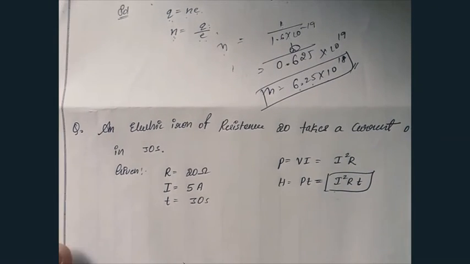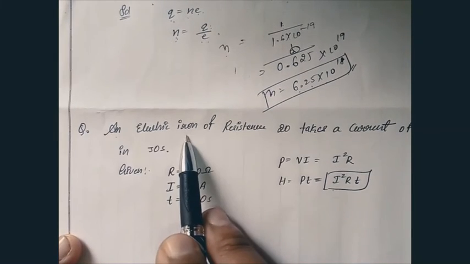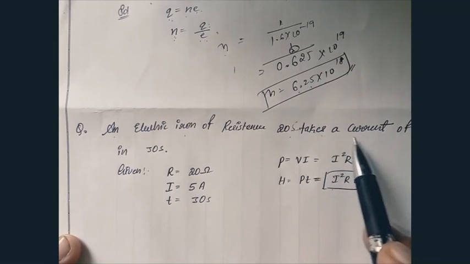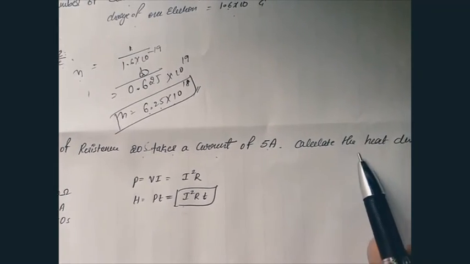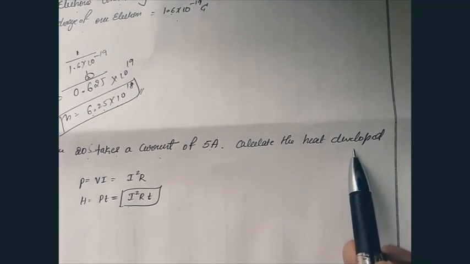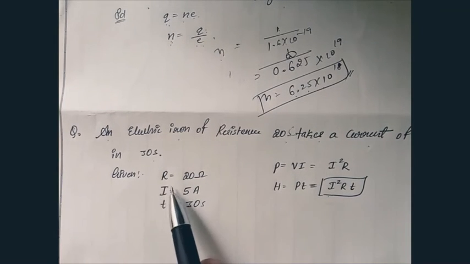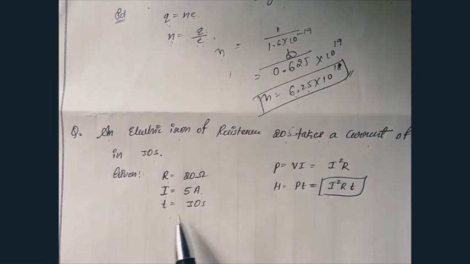Now guys, this is another question which is also very easy. What they're asking is, an electric iron of resistance 20 ohm takes a current of 5 amps. Calculate the heat developed in 30 seconds. So guys, they have given R is equal to 20 ohm, current is equal to 5 amps, and time is equal to 30 seconds.